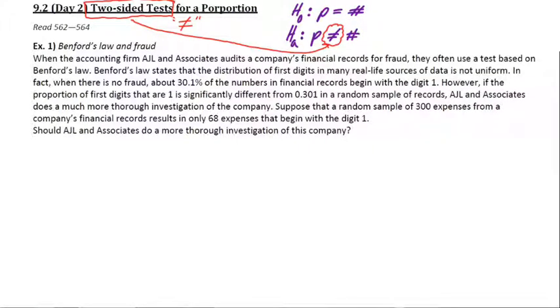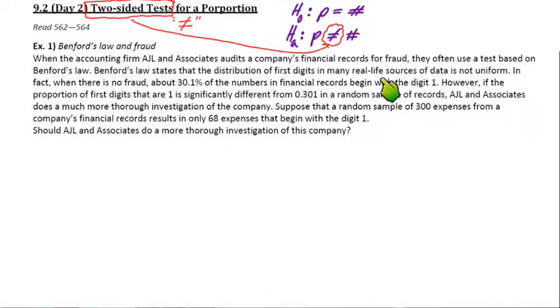So let's take a look at the first example here. It's called Benford's Law and Fraud. It says when the accounting firm AJL and Associates audits a company's financial records for fraud, they often use a test based on Benford's Law. Benford's Law states that the distribution of first digits in many real-life sources of data is not uniform.